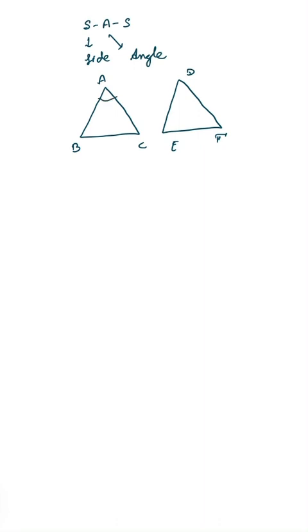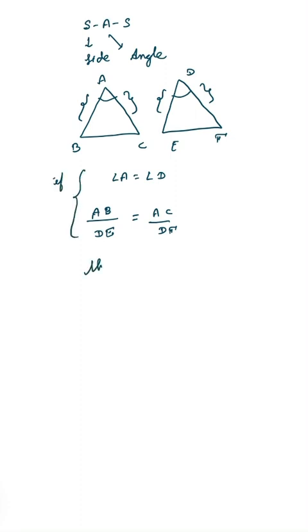As per this criteria, if angle A is equal to angle D and the ratio of AB and DE is equal to AC and DF, we have to make note of it that the angles are included in the two sides of which we are considering the ratio. If these two conditions are satisfied, then the two triangles ABC and DEF will be similar.